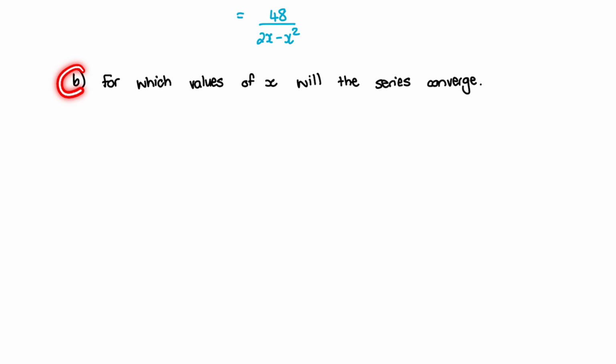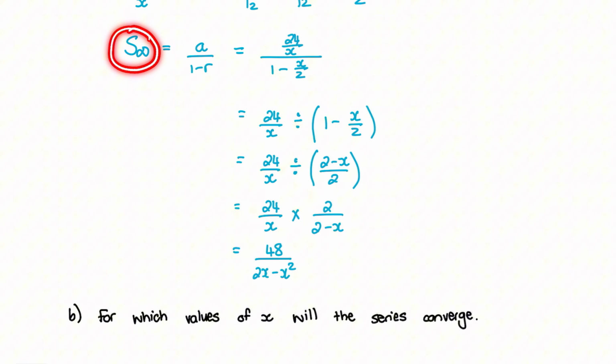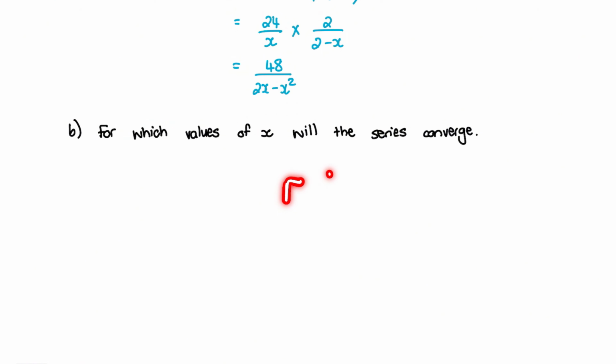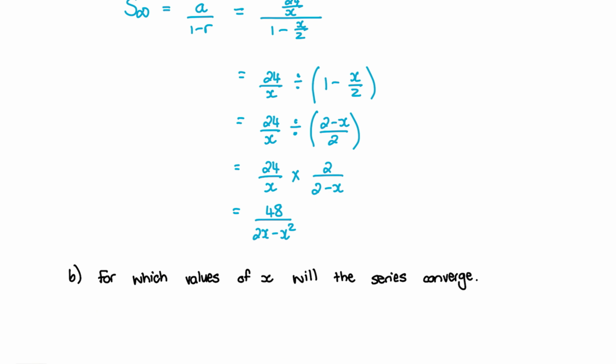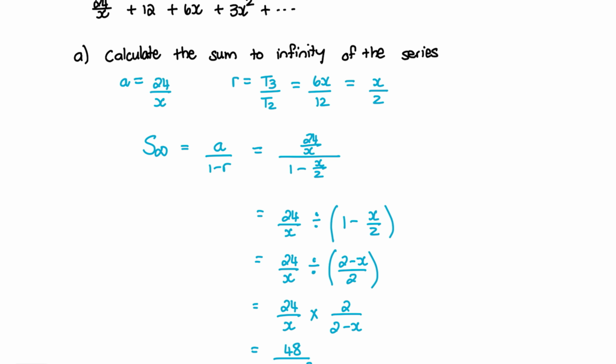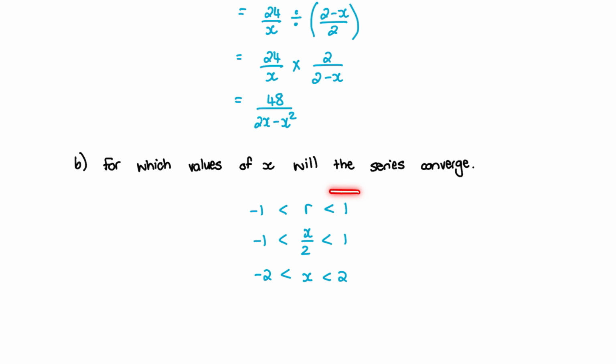The next question says, for which values of x will the series converge? Obviously, it needs to be a convergent series for the sum to infinity to exist. And for a convergent series, we know that the ratio needs to be between 1 and negative 1. But we need to be careful. This previous answer represents the sum to infinity, not the ratio. We have calculated the ratio to be x over 2, and that is where we would start.